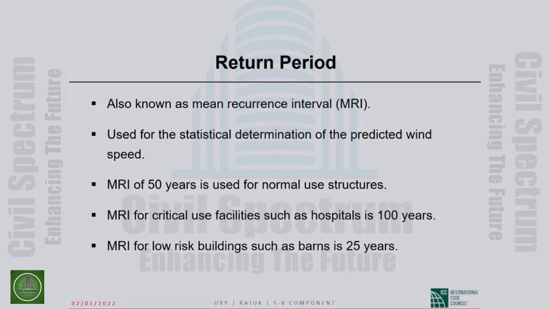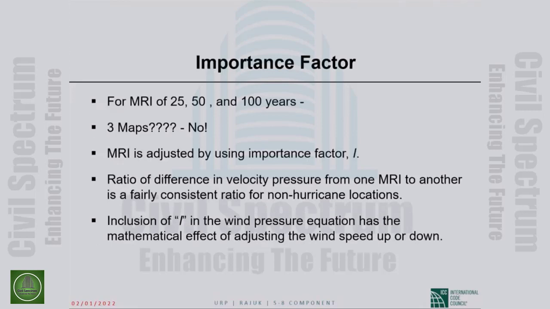Unimportant buildings like farm sheds where no life safety is at stake are allowed by ASC 7 to be designed for a 25-year return period. Okay? So normal buildings, standard use buildings, 50-year return period, important buildings, 100-year return period, unimportant buildings, 25-year return period.